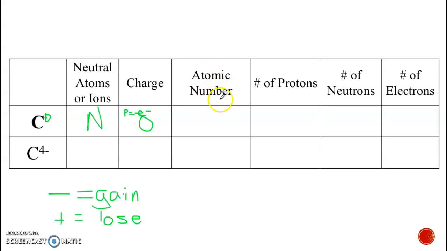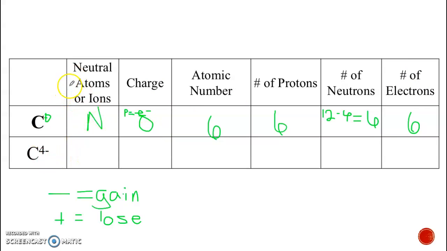The atomic number will be 6, so the number of protons would be 6. The number of neutrons would be 12, which is the mass, minus 6. So the number of neutrons would also be 6, and the number of electrons would also be 6. So this is how we get a neutral charge.